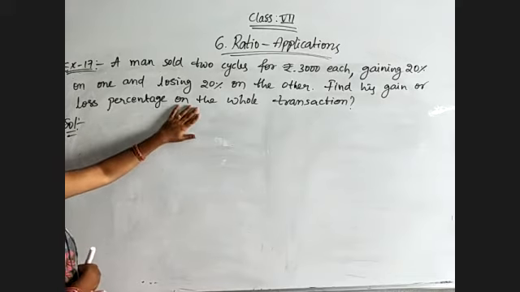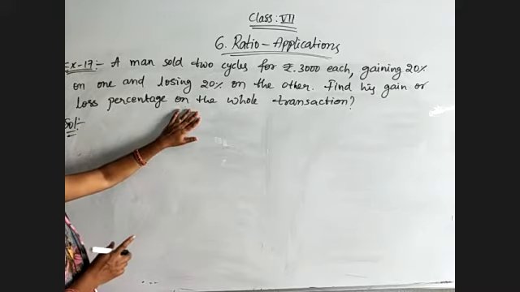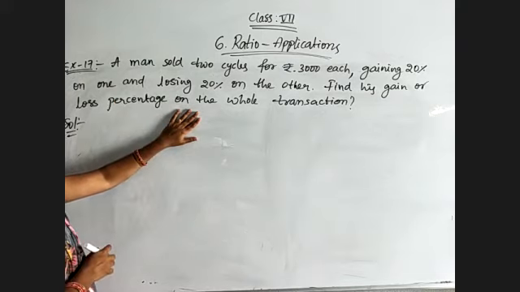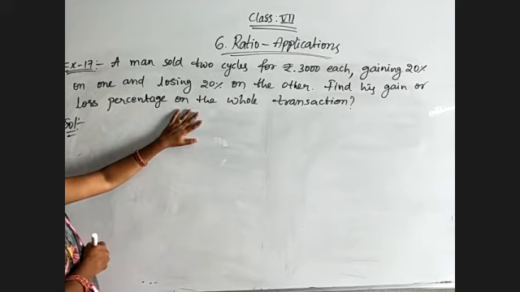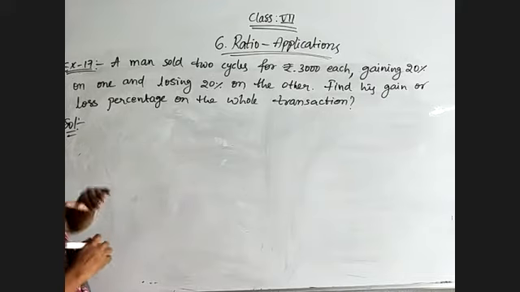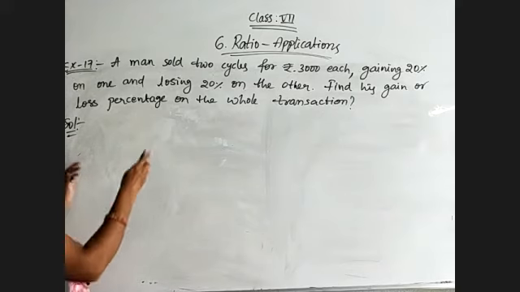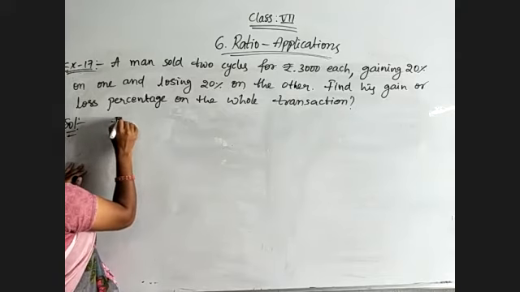To find that, first we need to find the gain or loss on the whole transaction. Whole transaction means for 2 cycles, find the separate CPs and separate SPs. After that, we need to find the total CP and total SP of both cycles, and depending on the values, decide whether he is getting profit or loss. After that, the profit percent or loss percent. So many steps are there. First, I am going through one cycle, the first cycle.